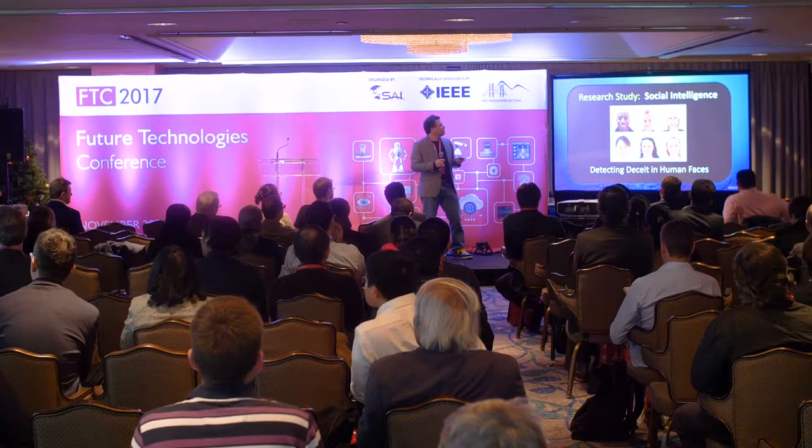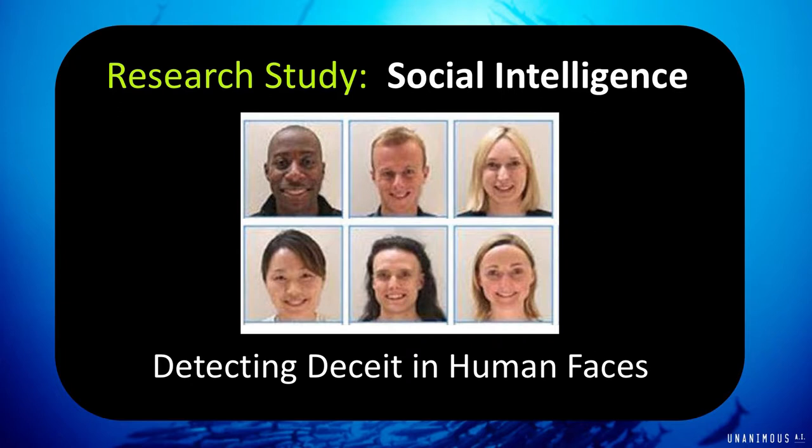And so that brings me now to this research study that we recently did, where we looked at social intelligence. And as I mentioned, there's lots of research that we've done over the last few years on predictions and predictive intelligence, but social intelligence is a new topic for us. And so we want to see, well, can a swarm amplify that type of intelligence in a human population?